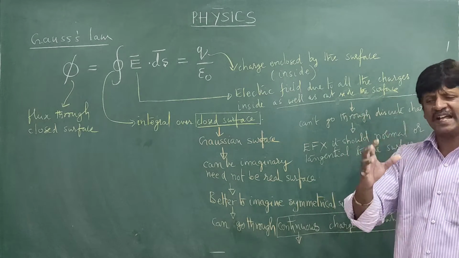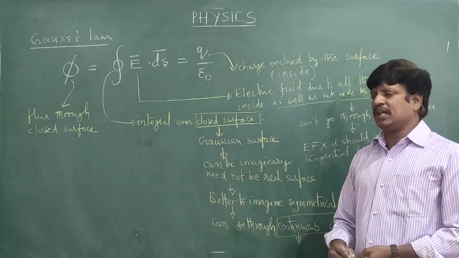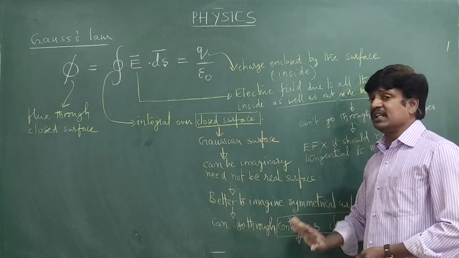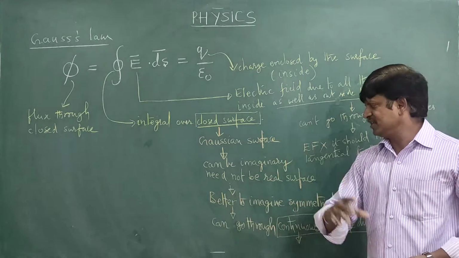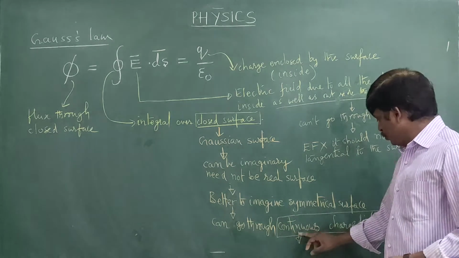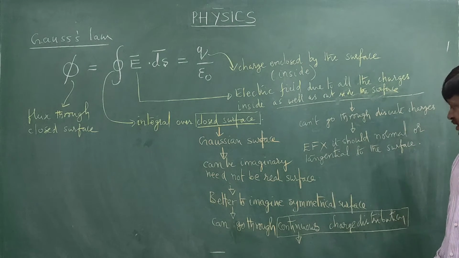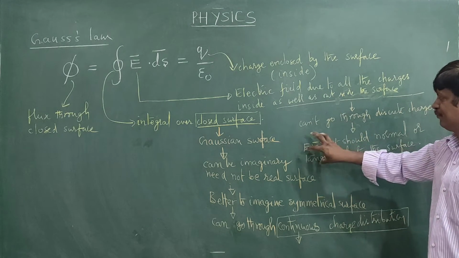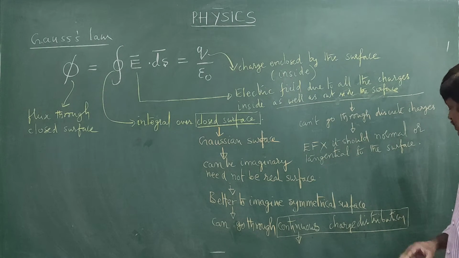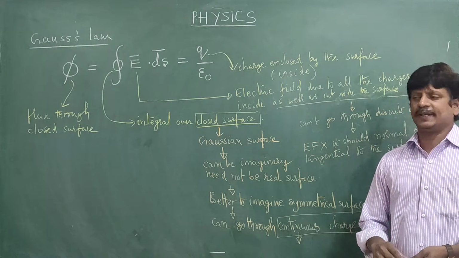The closed surface that we are taking is called a Gaussian surface, and it can be imaginary or need not be a real surface. It's always better to imagine a symmetrical surface. It can go through continuous charge distribution, but it can't go through discrete charges. And the electric field should be normal or tangential to the surface that we are considering.